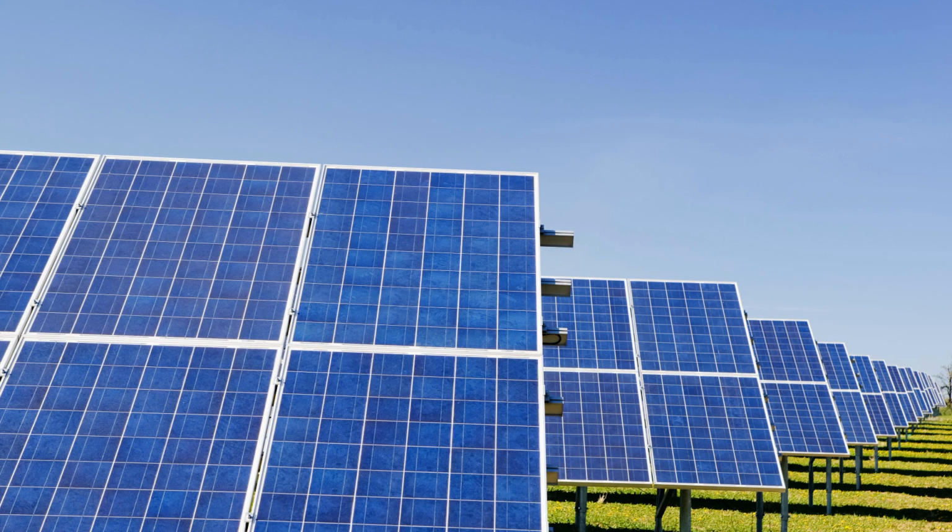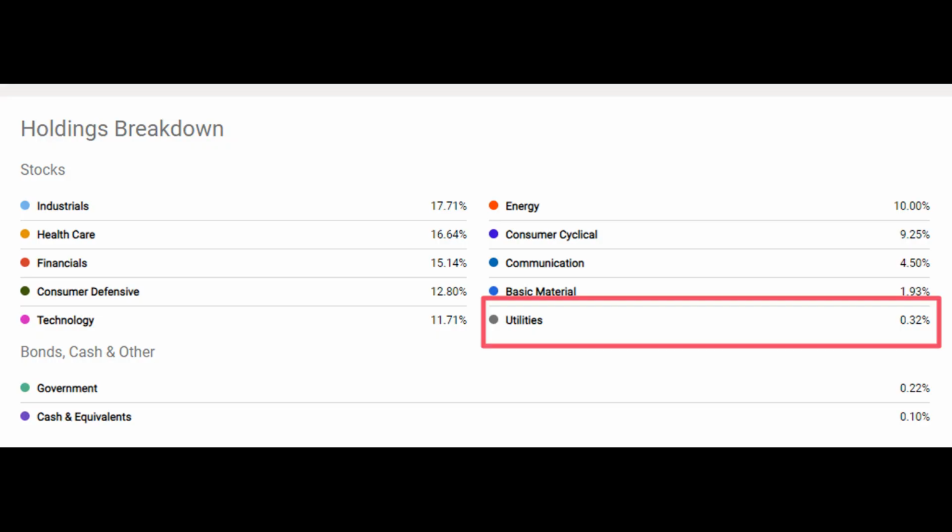However, it plays a vital role in our society that is not going away, and arguably with the push for green energy, the basic material companies will only get more important. Because of that, I would personally like to see this sector a bit higher in an ETF than it is in SCHD. And the last one, utilities.